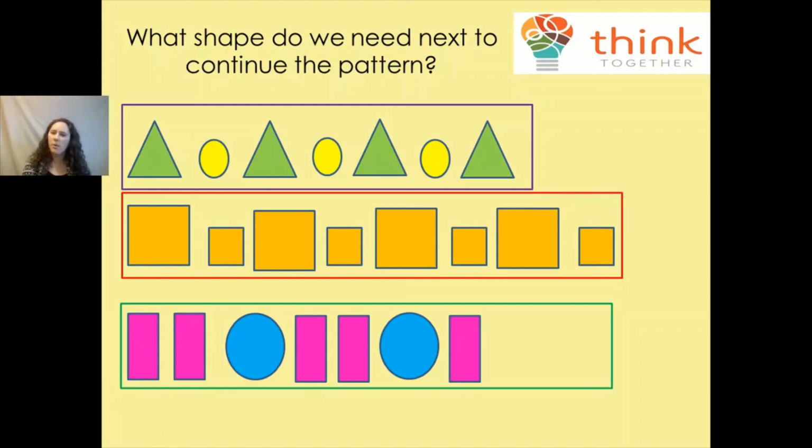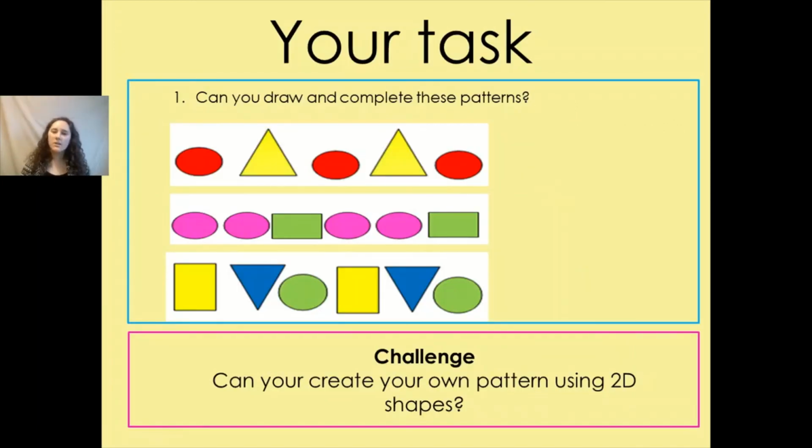I'm going to go through it one more time because this one was a bit more tricky. See if you can tell me what the next shape is going to be. Rectangle, rectangle, circle. Rectangle, rectangle, circle. Rectangle, rectangle. What's going to be next? Circle. Fantastic.